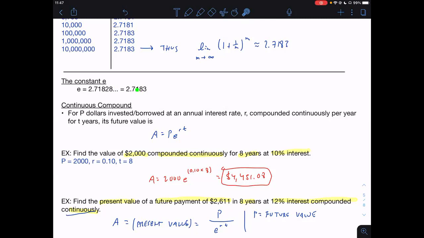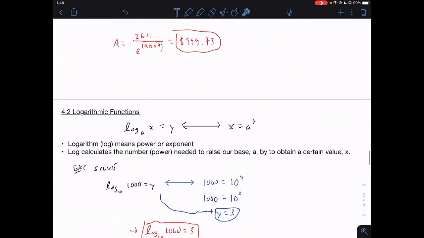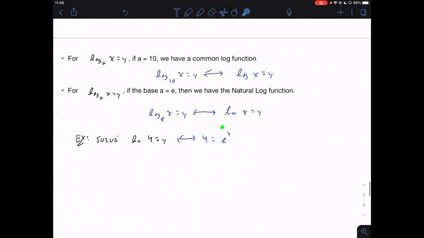Okay. Can you think of a number right off the top of your head that this can be raised by in order to get an output of 4? Not distinctly, we can't, right? We can't find an exact number to raise e by in order to get an exact output of 4. So how do we solve this?